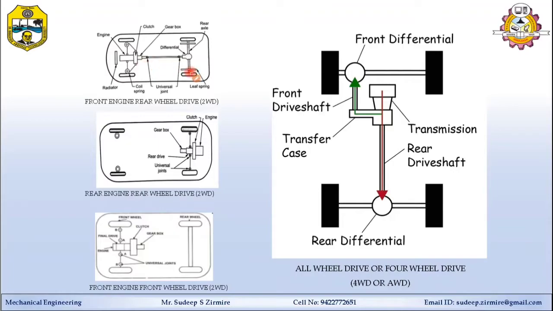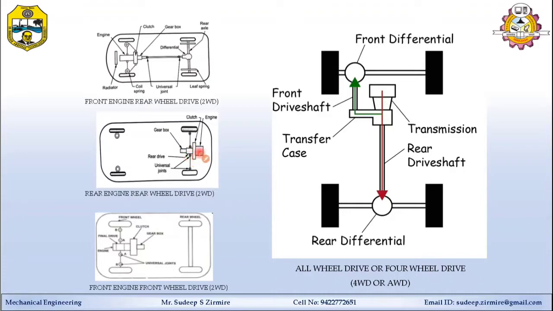Large luggage space is provided behind the rear seats. Radiator cooling is natural in this type of arrangement, and it also has better braking efficiency compared to the other types of drive because weight distribution is on the front as well as the rear side.